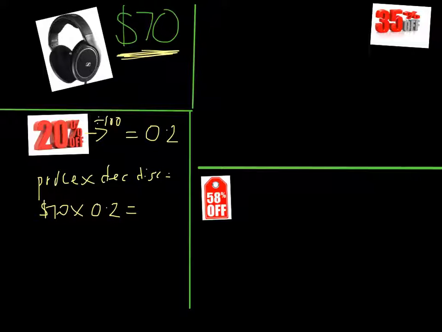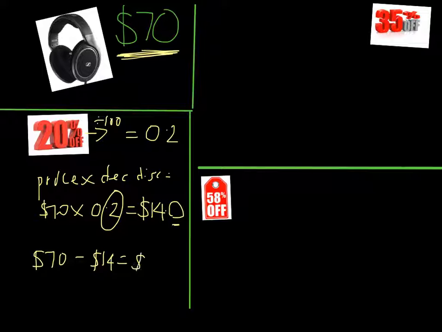Yet again, I can do this one mentally. 2 times by 70, forgetting the decimal, is equal to 140. But there was one number after the decimal point. So there needs to be one number after the decimal in our answer. The discount is going to be $14. Then to find the new price would be $70, take away 14, which gives us $56.